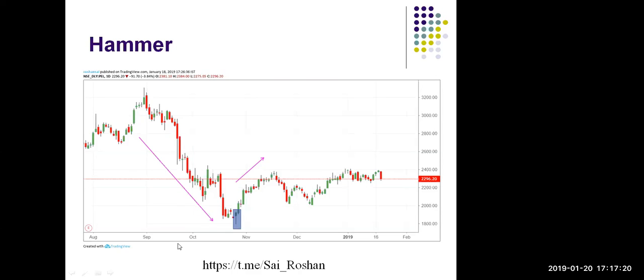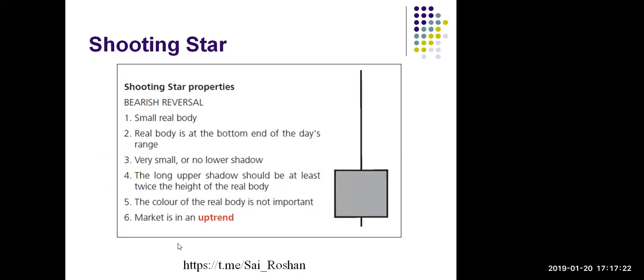This is about hammer. Now next is a shooting star. Exactly opposite of the hammer. I mean, its shape is the opposite of the hammer. Now you can see this. Now what does it indicate psychologically?